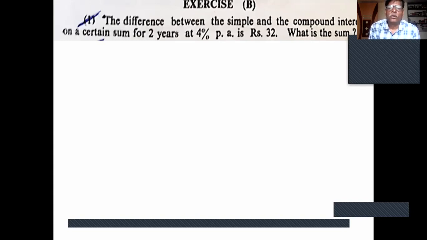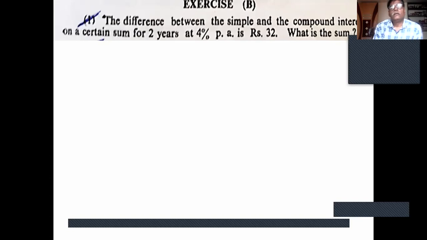This is the given thing. Remember this. Okay. So first you calculate simple interest. In the second step, you calculate compound interest. And thereafter, you take the difference. That difference must equal rupees 32. This is the statement you have to tally.